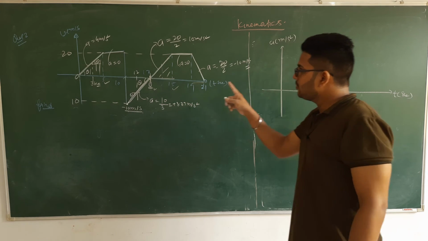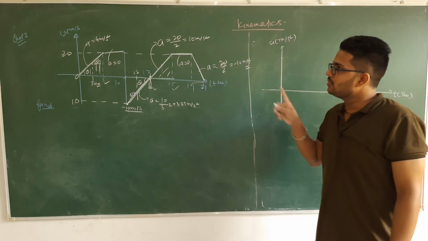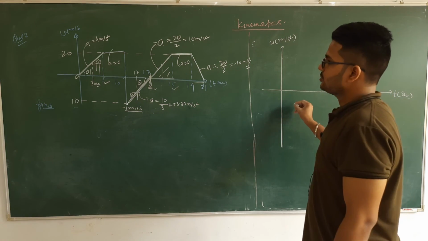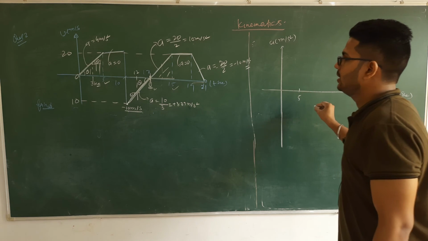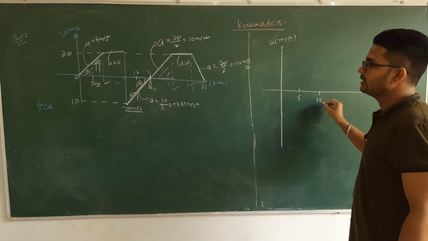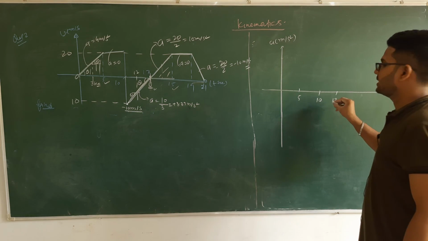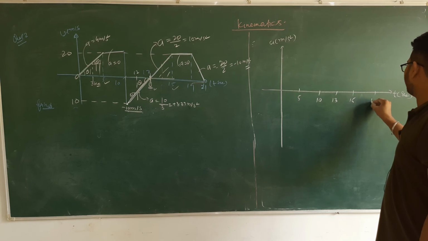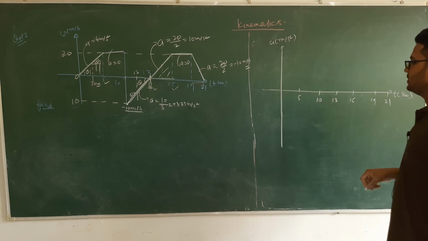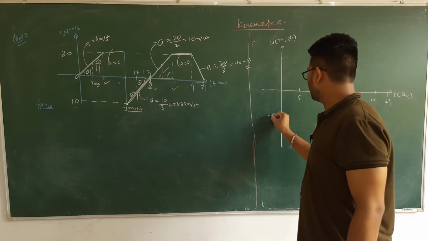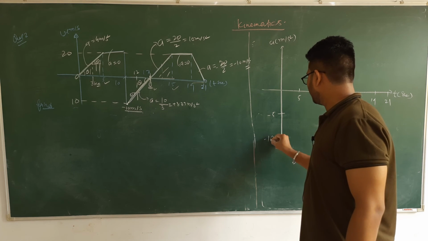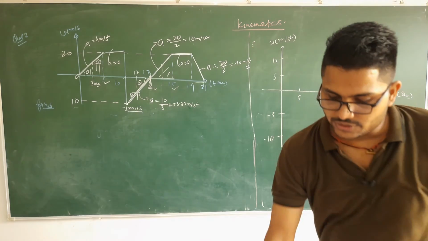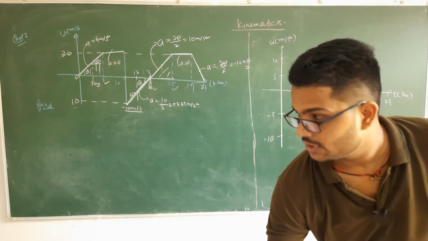Okay, in different intervals we have different accelerations. So write down here. Here is 5 seconds, another is 10 seconds, another is 13 seconds, another is 15 seconds, another is 19 seconds, another is 21 seconds. Okay, here is minus 5, here is minus 10. Okay, here is 5, here is 10. Okay, so write down the graph.